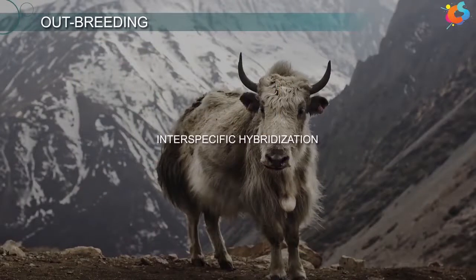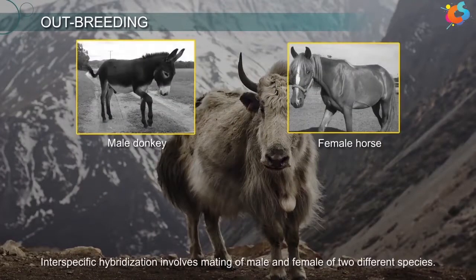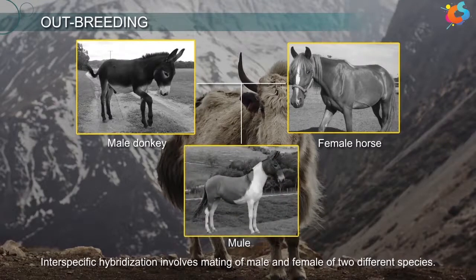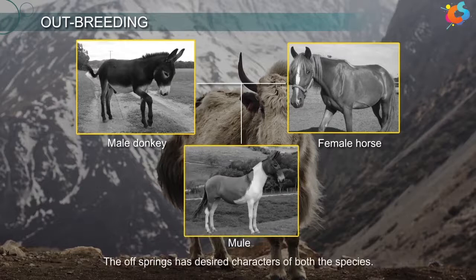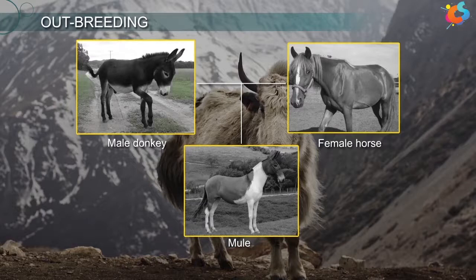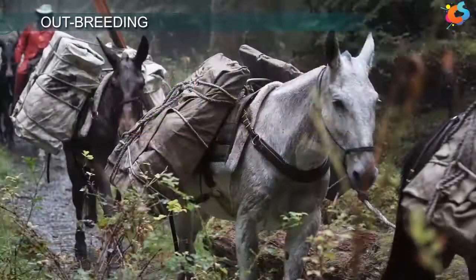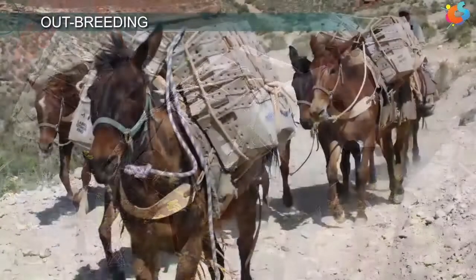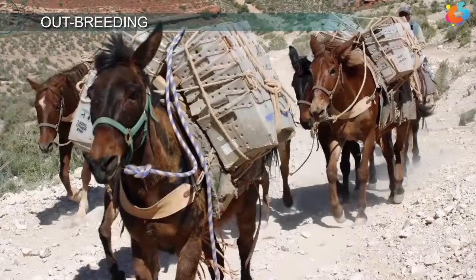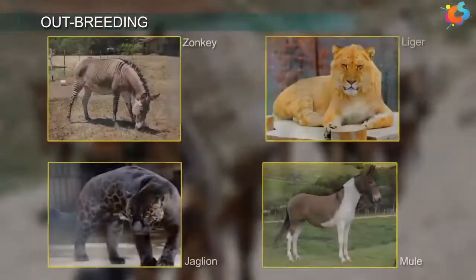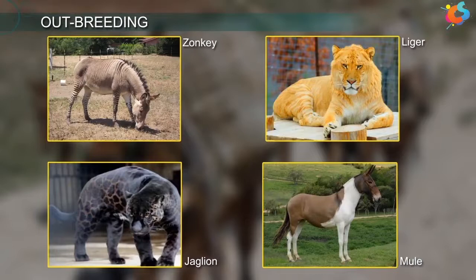Interspecific hybridization. Interspecific hybridization involves mating of a male and female of two different species. The offspring has desired characters of both the species. For example, when a male donkey is mated with a female horse, the offspring is called a mule. Mules can survive in harsh environments and are capable of doing hard labor. Due to this, they are considered good beasts of burden. Here are a few examples of interspecific hybridization.